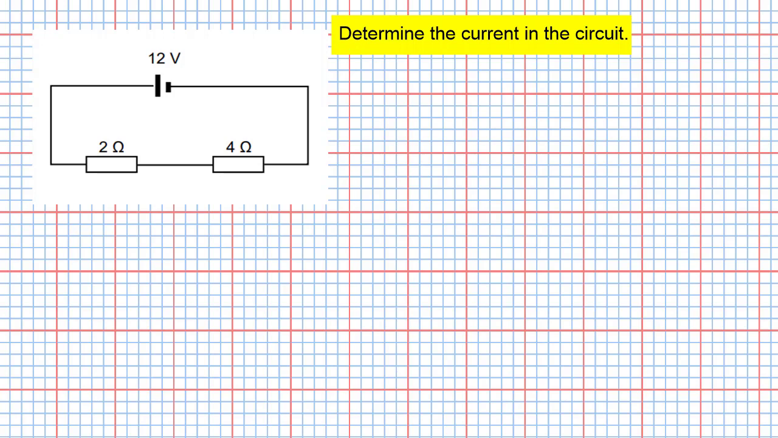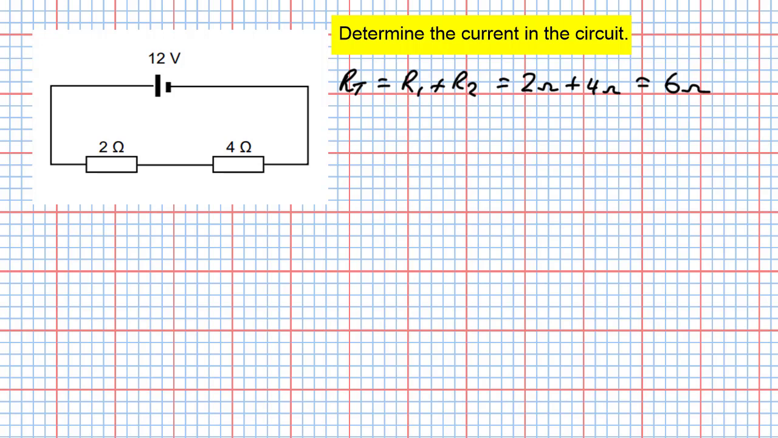Well, to do that we must find out the total resistance of the circuit. So we know the equation for series resistors. The total resistance in series is simply equal to R1 plus R2. So in this case we have 2 ohms and a 4 ohm resistor, and that's going to give us a total resistance of 6 ohms.